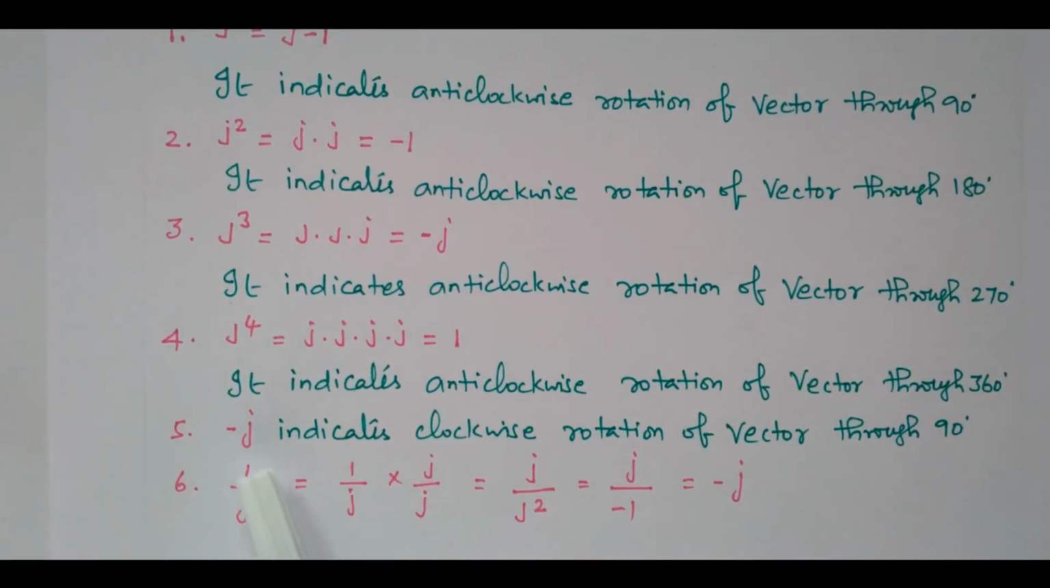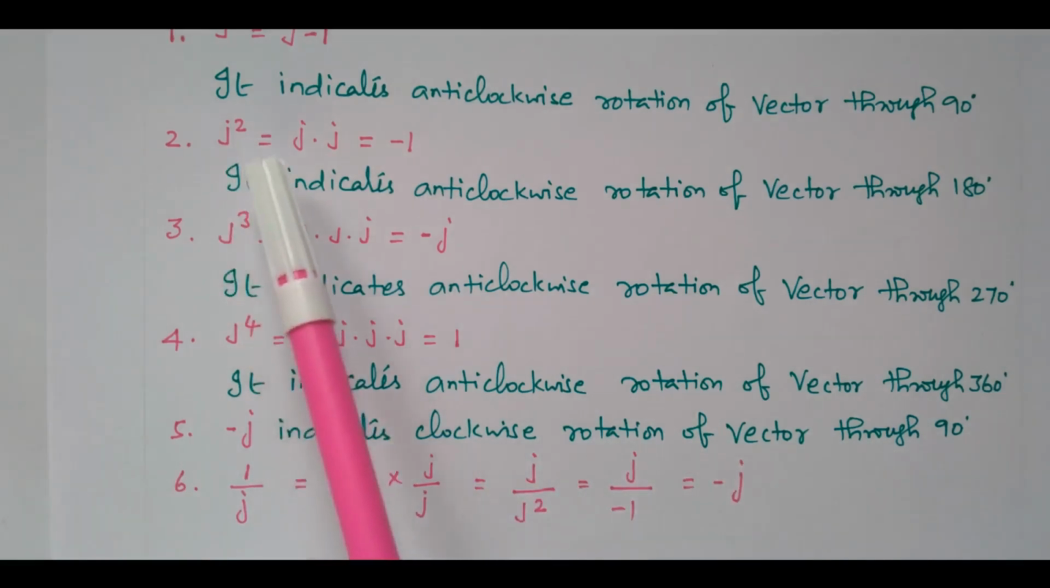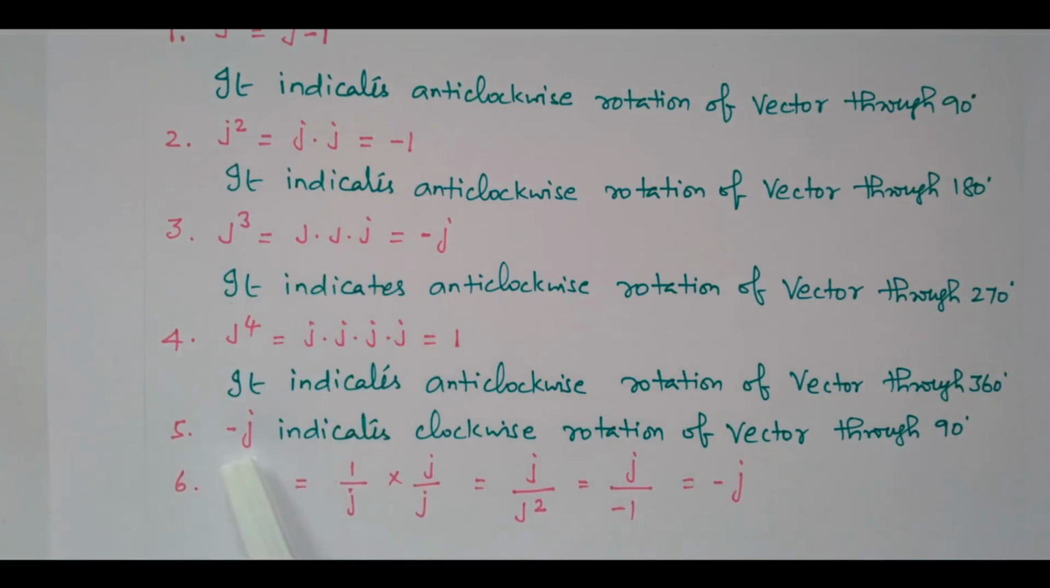So minus J indicates clockwise rotation of 90 degrees. So far we discussed only plus J, J square, J cube. If it is J or minus J, J means anti-clockwise, minus J means clockwise rotation.